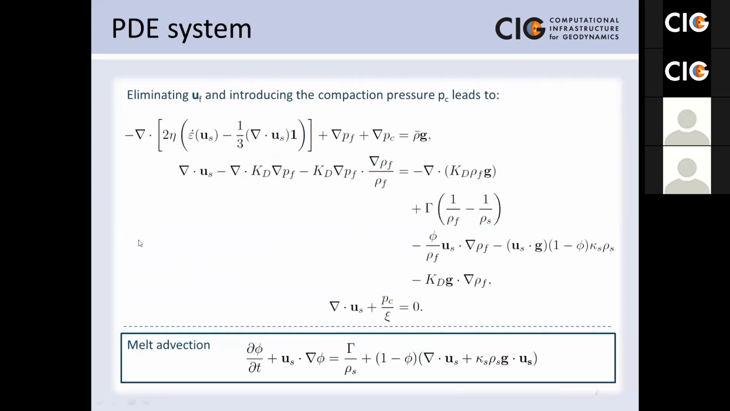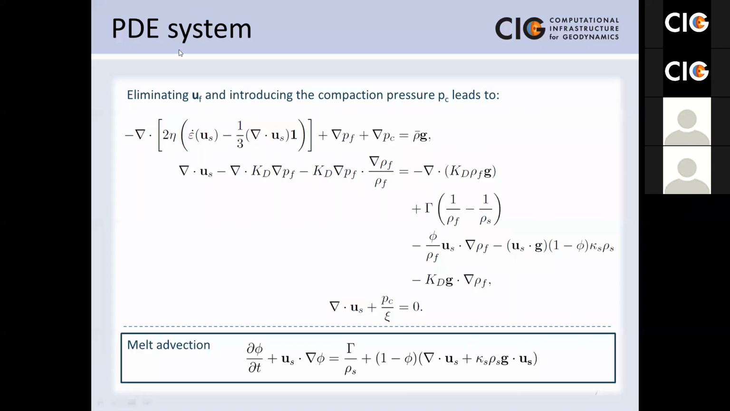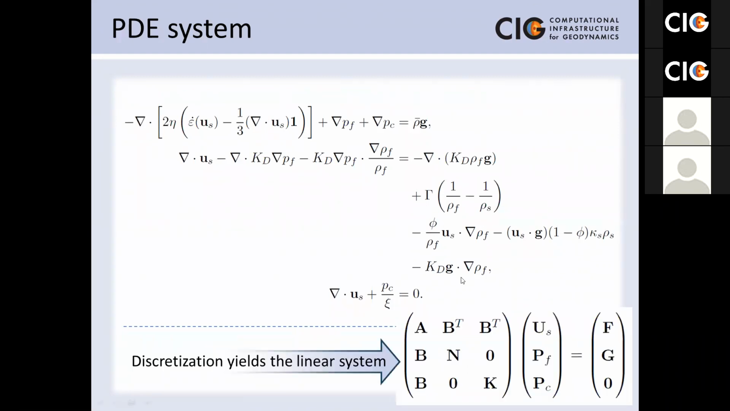So it's not important what exactly everything means in these equations. They are exactly the same equations as on this slide. We just eliminated the fluid velocity from them and introduced a different pressure, the compaction pressure, which tells us something about the pressure difference between the fluid and the solid. And so we solved these equations for this compaction pressure, for the fluid pressure, and for the solid velocity. And the way we do that is we apply the finite element method, discretize it, and then we get this kind of linear system that we want to solve.